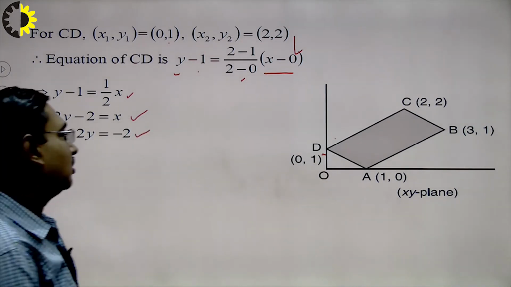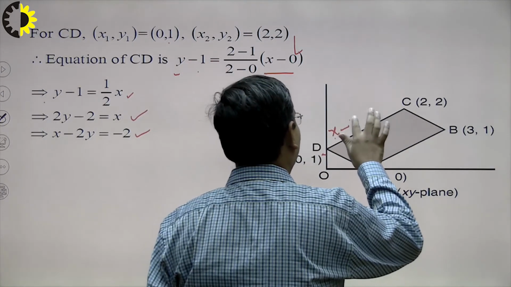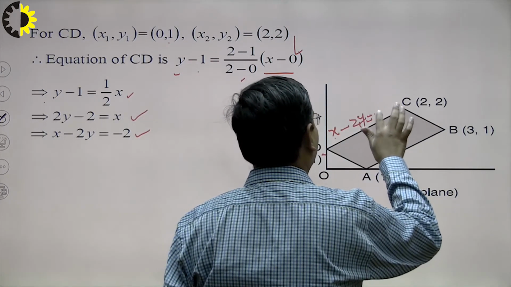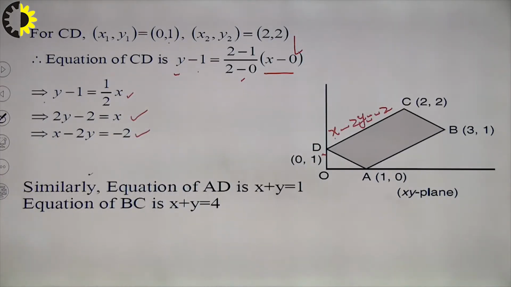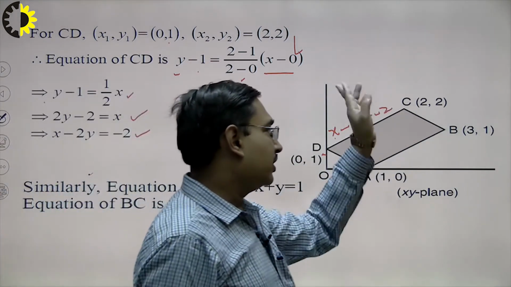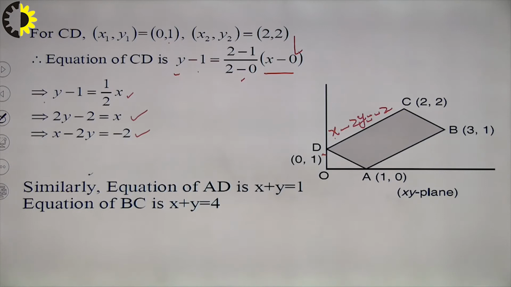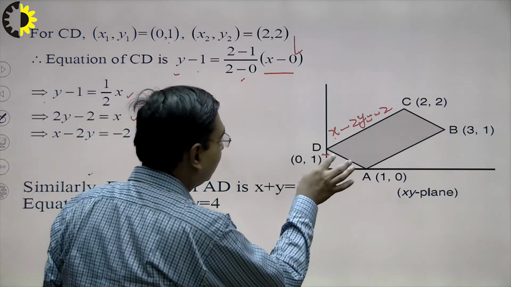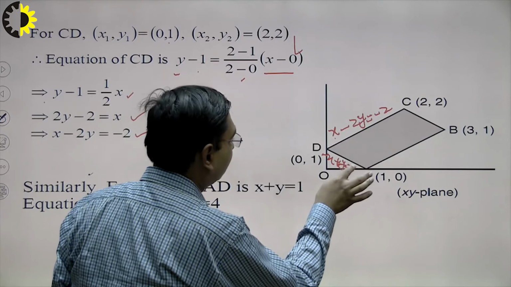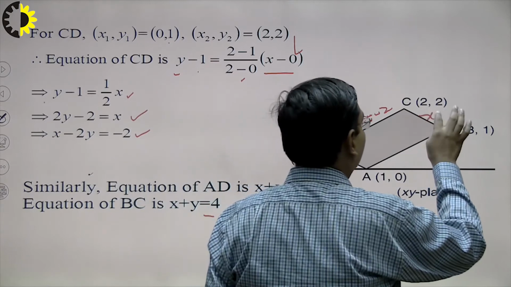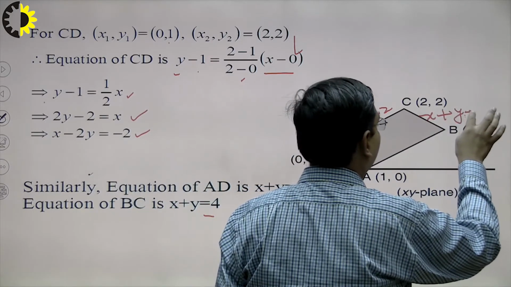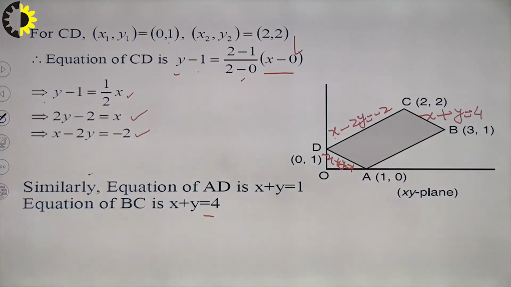This is the equation of this line, x minus 2y equal to minus 2. Similarly, the equations for AD and BC can be calculated. The equation of AD will be x plus y equal to 1 and the equation of BC is x plus y equal to 4. I have calculated the equations of the boundaries of the given region.